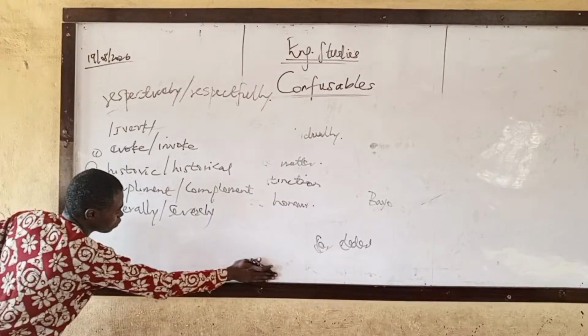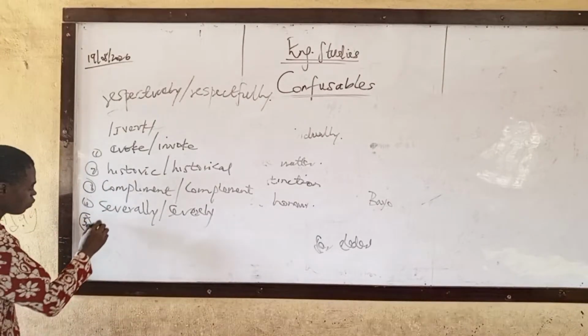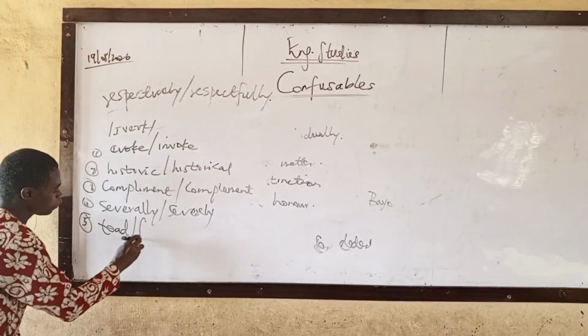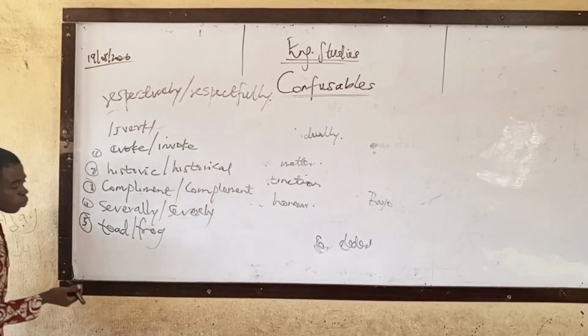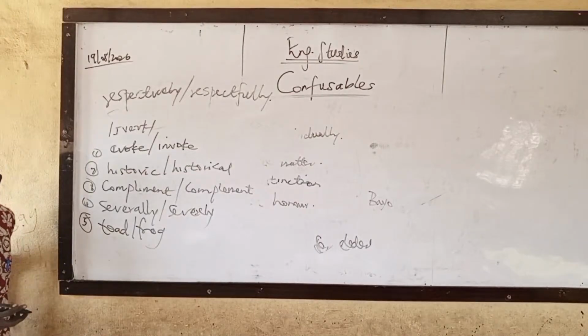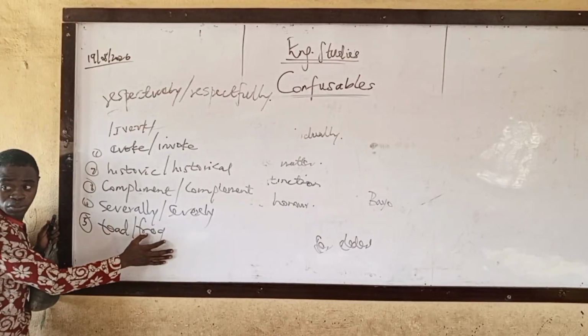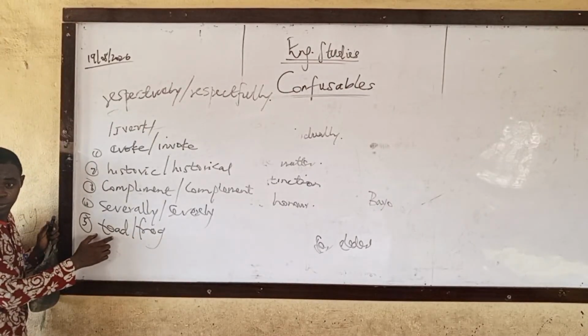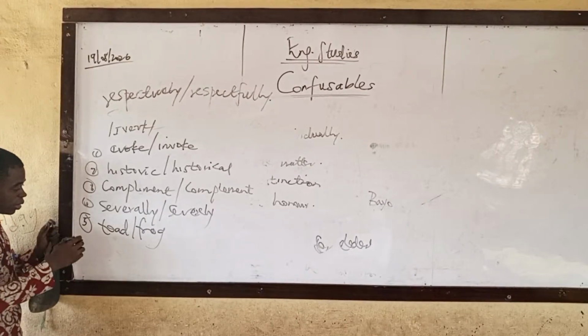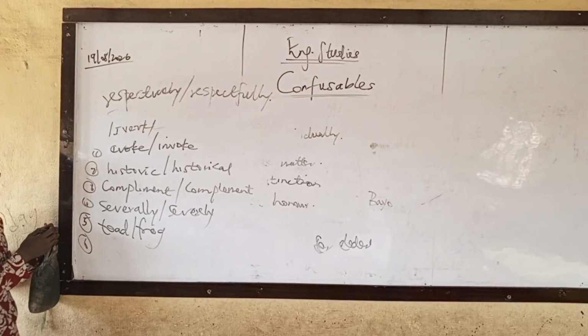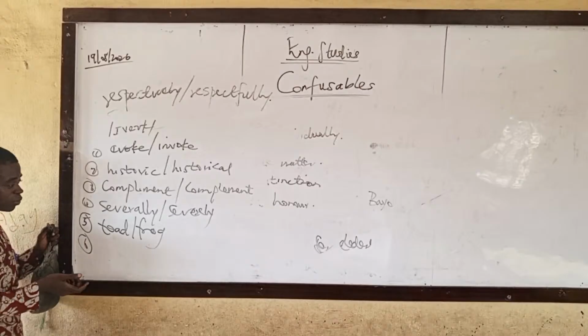Number 5, please take note of this. Go and verify this yourself and know what they are. We have toad and frog. One is poisonous. The other is not. Toad is poisonous. Frog is not. This one is eatable. I don't eat it, but people eat it.